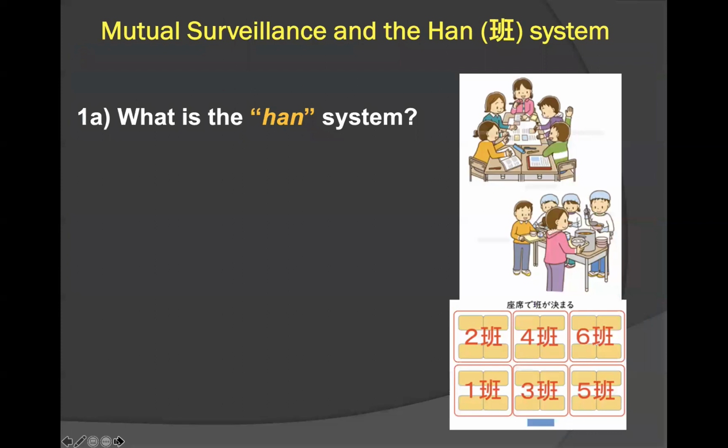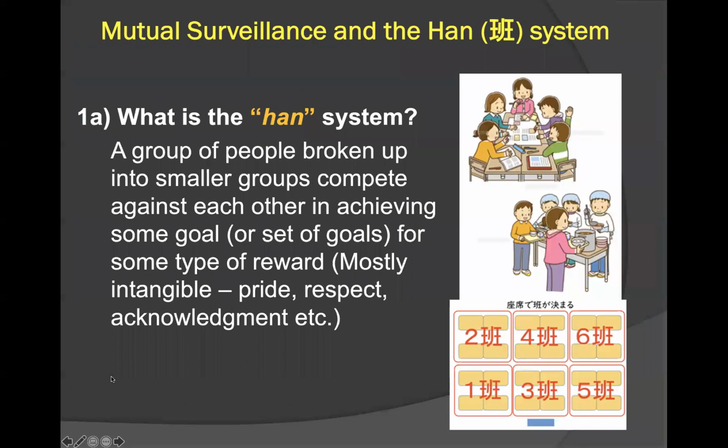The first method that Sugimoto mentions is that those in power use mutual surveillance to exert control over people, and that this mutual surveillance is achieved by using the Han system. We've already talked about the Han system, but basically the translation of the word Han means group. So the Han system is when a larger group is broken up into smaller groups of 5 to 10 people, and these groups then compete against each other in achieving some type of goal or a set of goals for some type of reward. Usually those rewards are intangible, meaning they get some sort of pride or respect or acknowledgement for having achieved that goal.